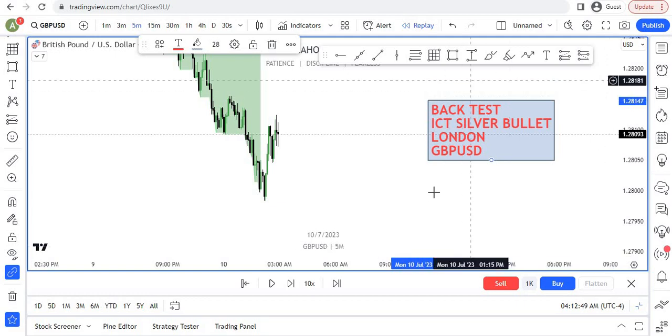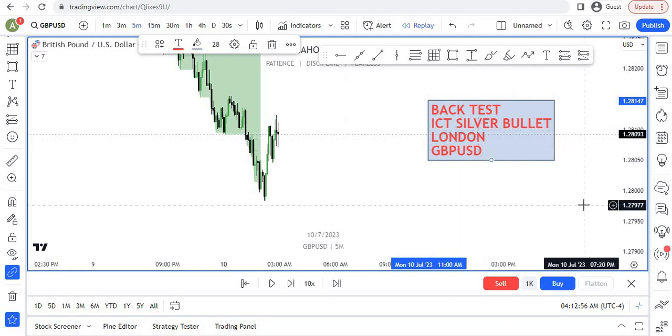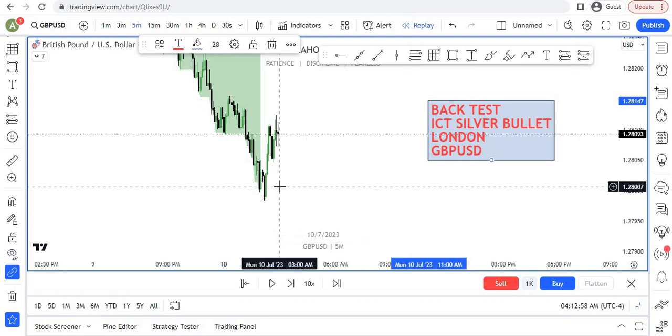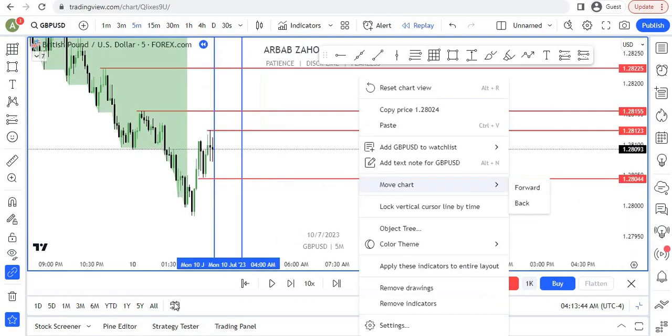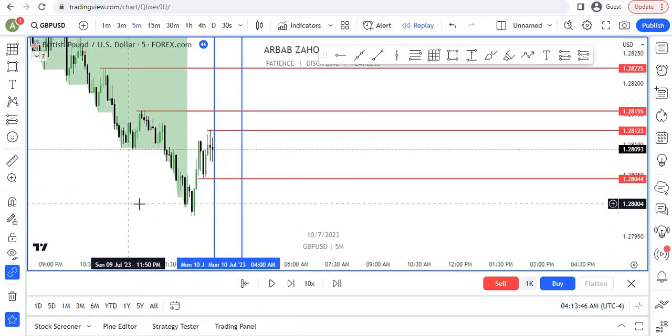In this video, I'm going to do a backtest of the ICT Silver Bullet London GBP/USD of a recent week. So today we have the 15th of July, so I will start from the 10th of July. Let's start it. I will remind you of the ICT rules.